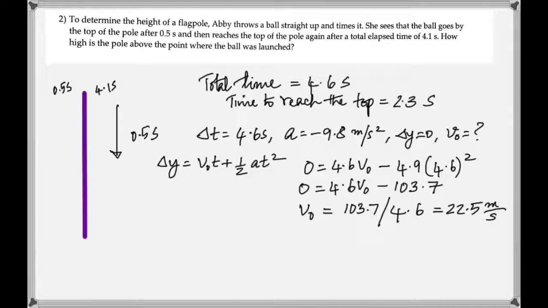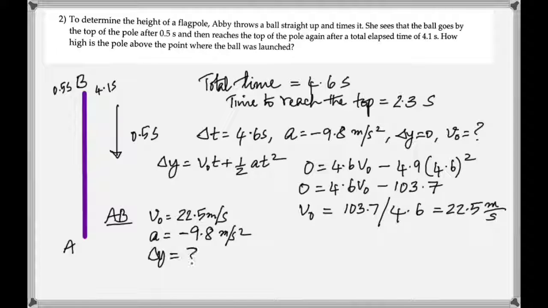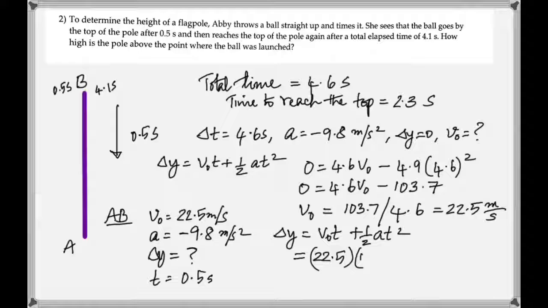And once you get the initial velocity, now we can find the height of the flagpole, because we know that it takes 0.5 seconds to reach the top of the flagpole. Okay, so now we know the initial velocity, and we're trying to find the height of the flagpole, and the time taken to reach the top of the flagpole is 0.5 seconds. So that will be the time. a is negative 9.8. And then use the same equation again. Plug it back into the equation. Calculate, and you get the height of the flagpole as 10 meters.